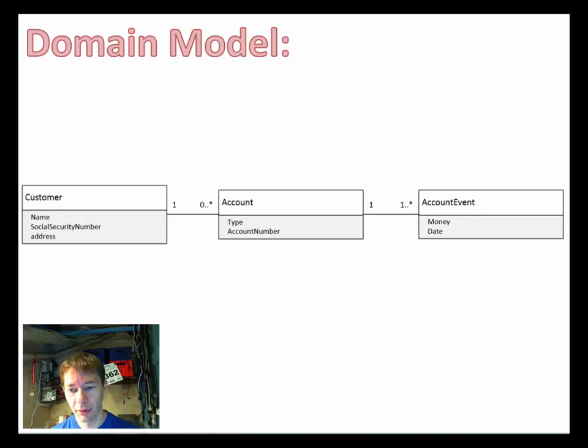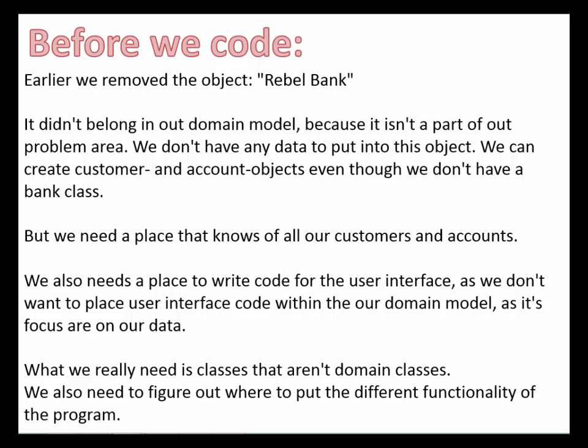We have the account with an account type, if it's a loan or if it's a salary account, and we have the account number. And then we have what I have decided to call account events. These are money getting withdrawn or deposited at the account, and the date where it happened. We did throw out the bank, even though it was mentioned. Now we are thinking of it again.